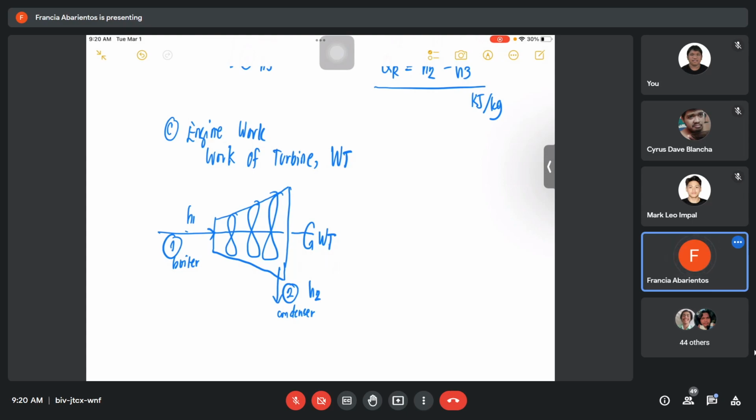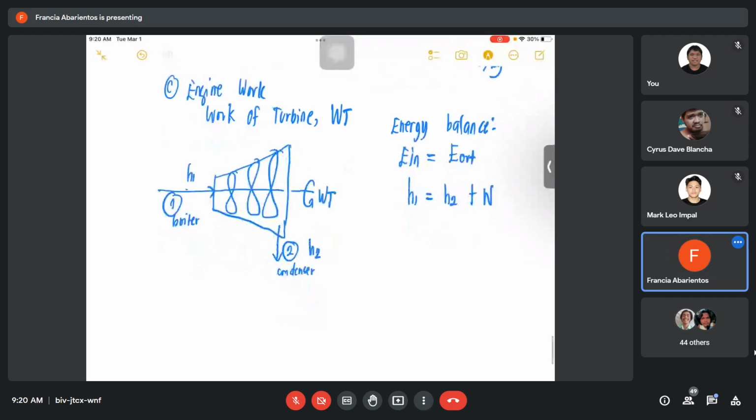So, energy balance ulit, class. Nabobore na kayo kasi energy balance. Energy balance, all entering energy is just equal to all energy leaving the system. So, entering class, yung tingnan niyo yung mga arrow ko, we have the H1 is equal to H2 plus the work. Okay, positive yung work natin. Have now the work, H1 minus H2. Expressed work of the turbine, expressed in kilojoule per kilogram.